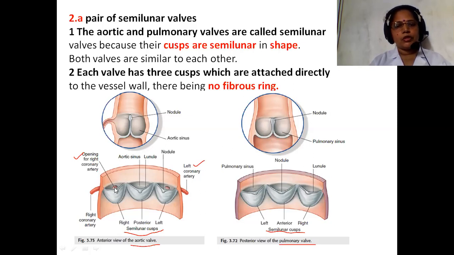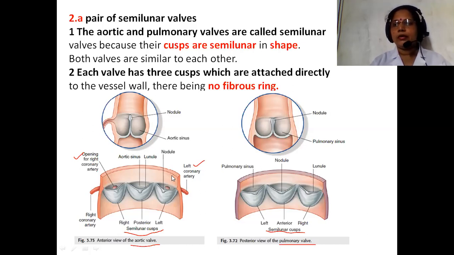So here, which vessel is present? That is the right coronary artery. Here is the left coronary artery, and this is the aortic sinus. These cusps are directly attached to the vessel wall. Very important thing here: there is no fibrous ring.